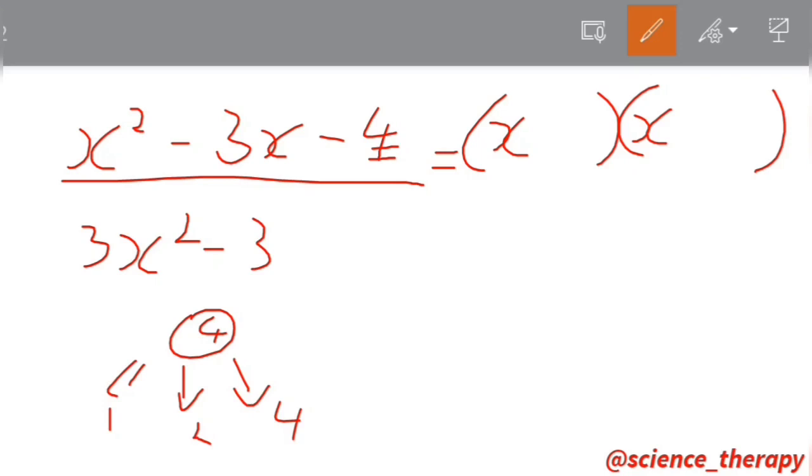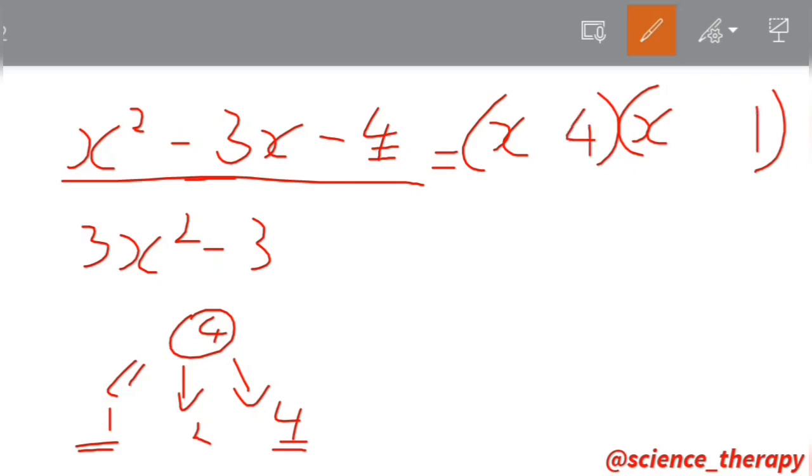Now we want two factors of 4 that, when you multiply them, give you 4, and when you add or subtract them, give you 3. We can all agree that's 1 and 4. If you say 1 times 4, that's 4. Say 4 minus 1, you get the 3 in the middle term. So we have 4, we have 1.